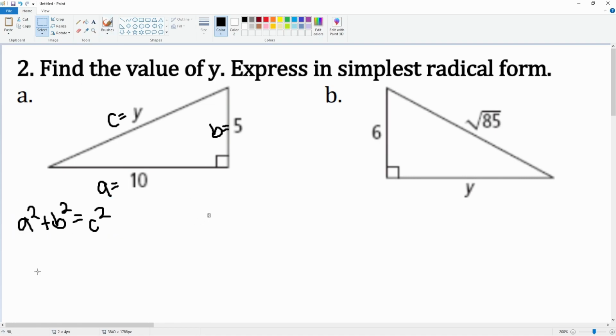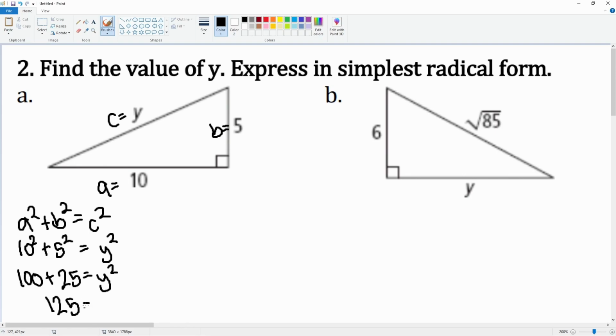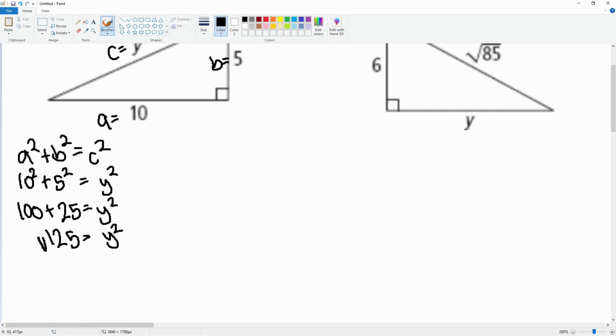All right, let's plug in the values here. This is now going to be 10 squared plus 5 squared is equal to y squared. Okay, we need a calculator for this part. 10 squared is 100, plus 5 squared, which is 25. That's going to be equal to y squared. So 125 is equal to y squared. If we square root both sides, we get y is equal to the square root of 125.